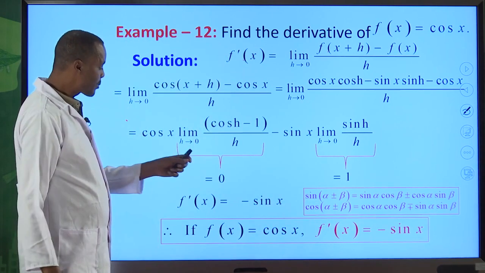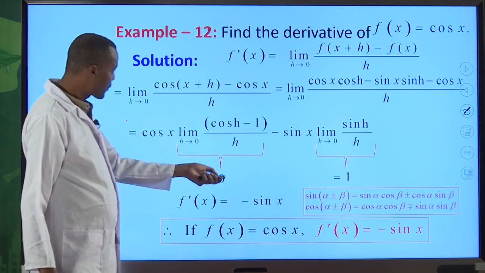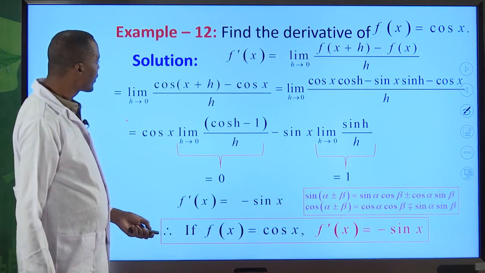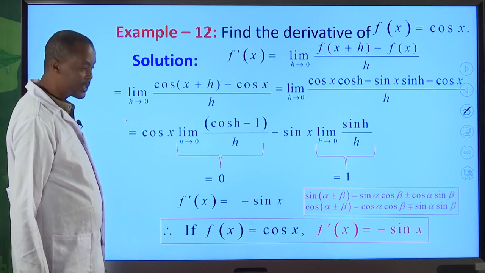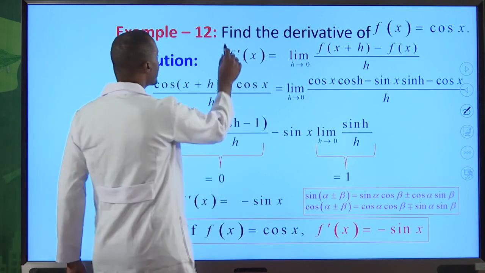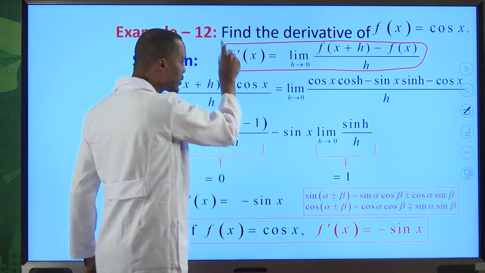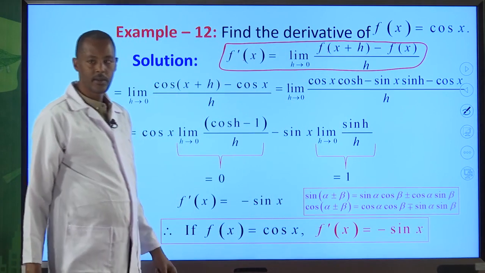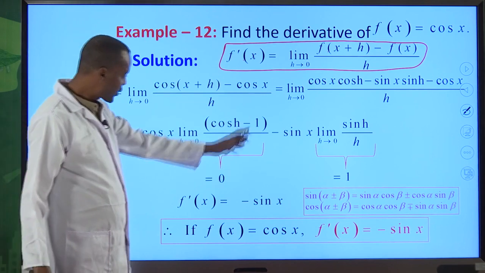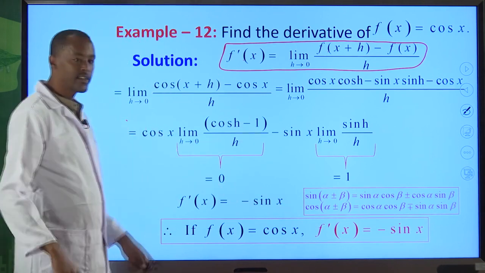What is more important in this case, the key point, is that whenever you are finding a derivative for trigonometric functions, the right choice is this formula rather than the other one. Once you know that, the procedure of arriving at the answer is not complicated.